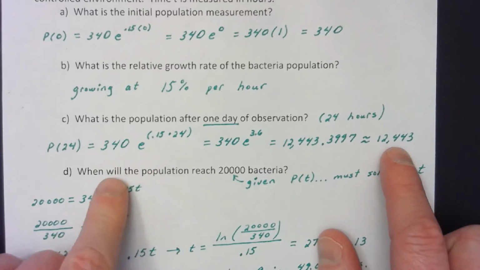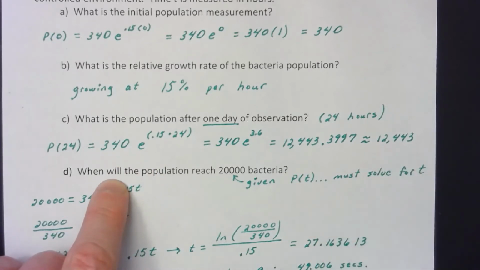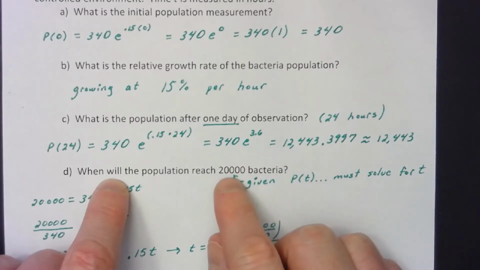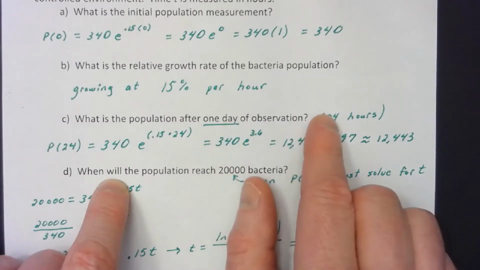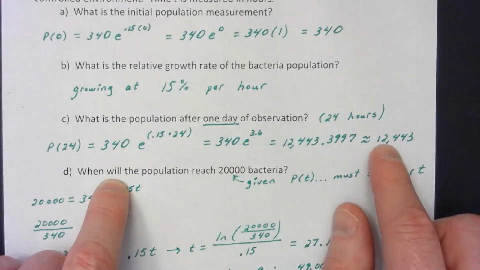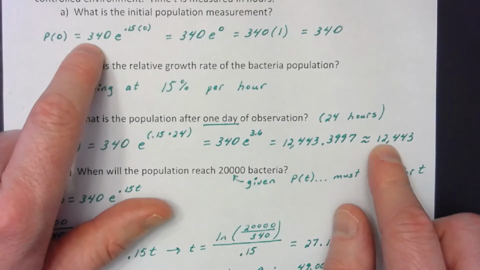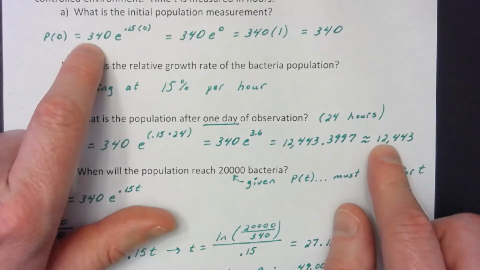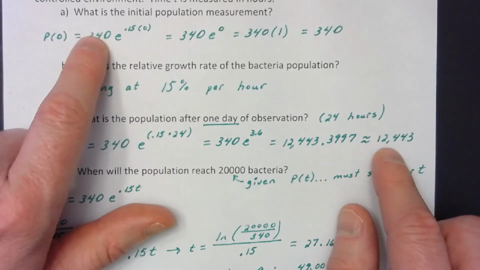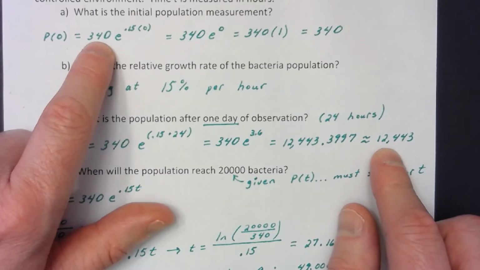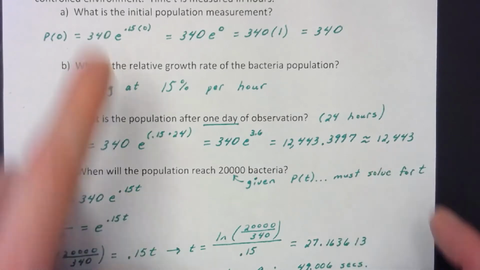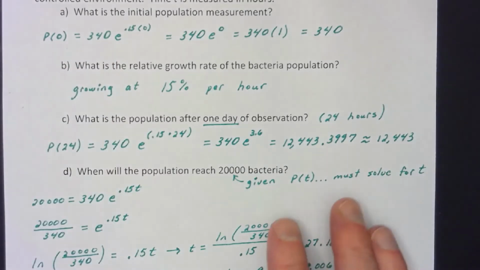Now, when I look at the next part of this problem, it's saying, when will the population reach 20,000 bacteria? So keep in mind, I know after one day, after 24 hours, it's going to reach 12,000 bacteria from an original population of just 340. So it's certainly not going to take very long to reach the 20,000. It grew from 340 to over 12,000 in 24 hours. So how many hours is it going to take to get to 20,000?